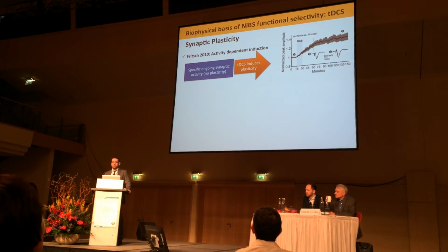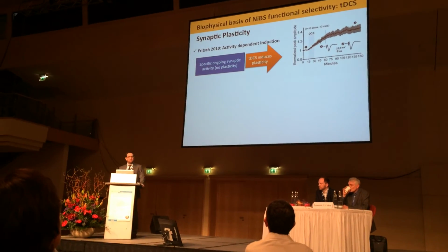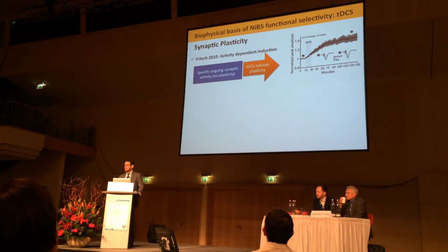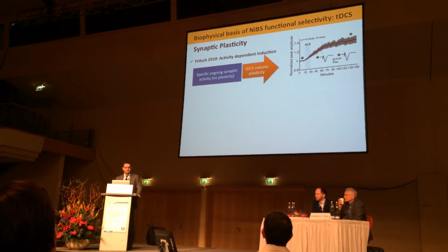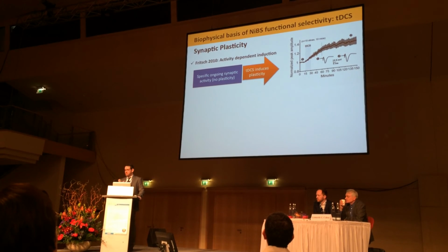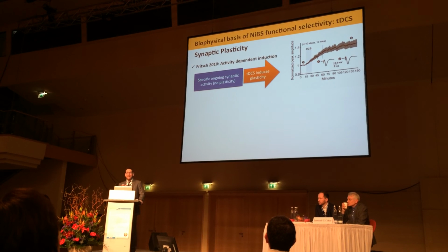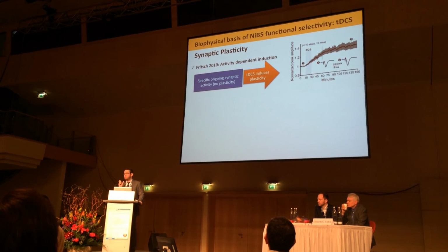Fritsch showed that if you have a pattern of activity that does not in itself produce plasticity, you can now apply tDCS to make that promote plasticity. So you're changing a level of activity that is non-plastic to a level of activity that is plastic. And it's very specific to having a certain type of activity ongoing.